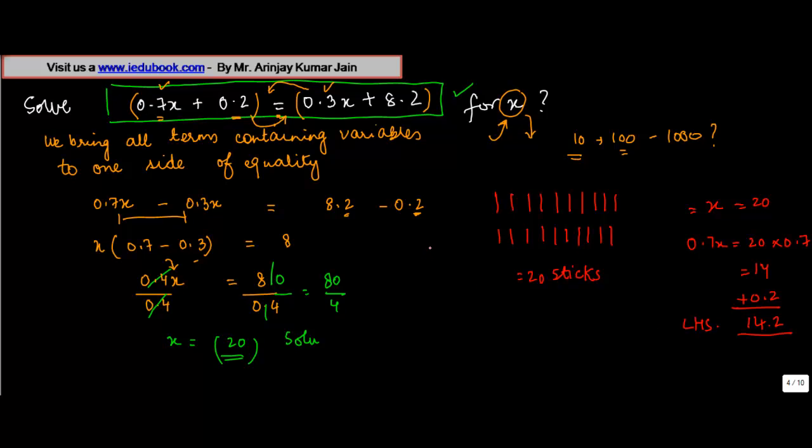Similarly, 0.3x will be 0.3 times these sticks, right, which is 20 into 0.3 or 6, right? To 6, when we add 8.2, we get 14.2, which is the right hand side. And what do we notice? We notice that the right hand side is equal to the left hand side in this equation, right?